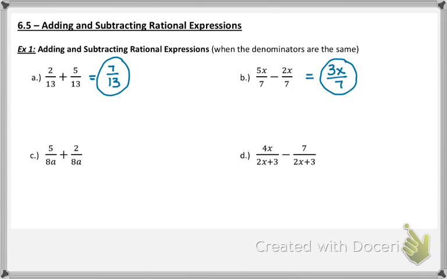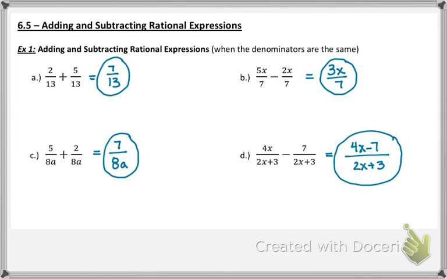For C, we've got 5 plus 2, again 7 over 8a. And then for D, we have 4x minus 7 in the numerator, and we can't combine like terms because they are not like terms, so we'll just leave it as 4x minus 7. And then the denominator, we have 2x plus 3, and that's it.